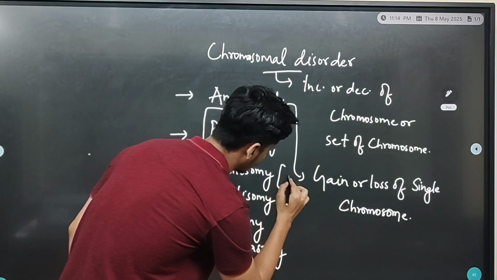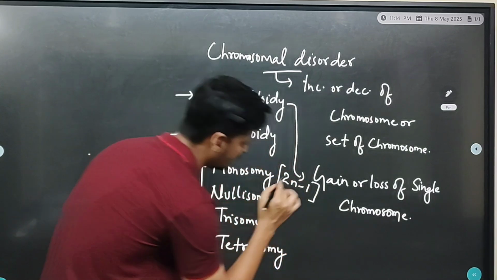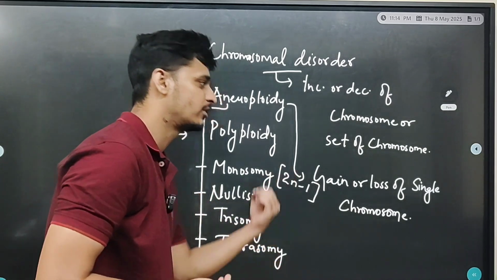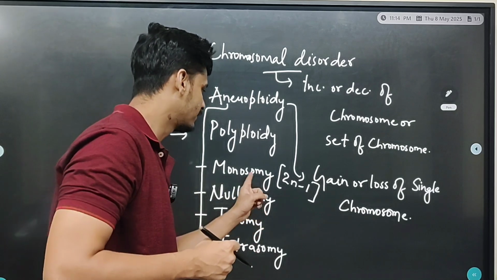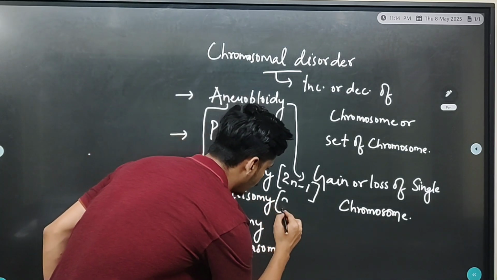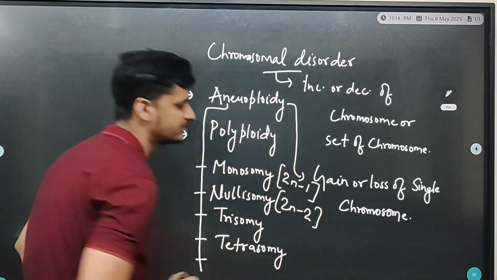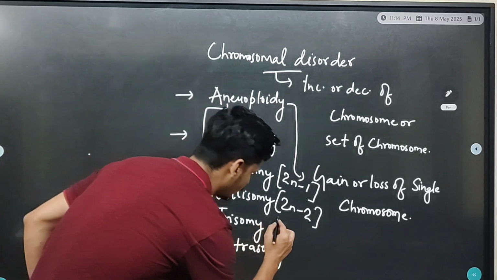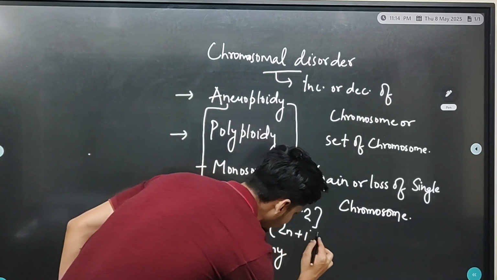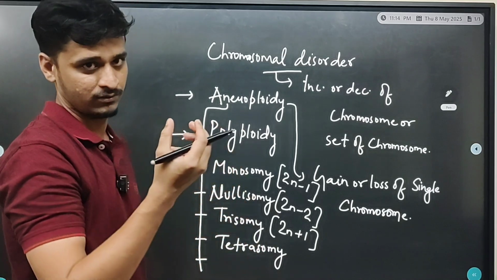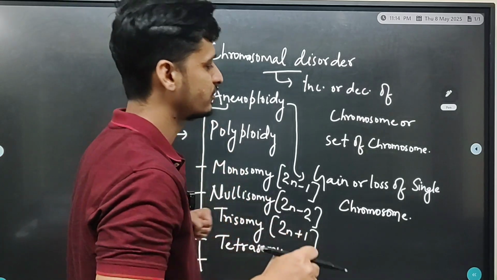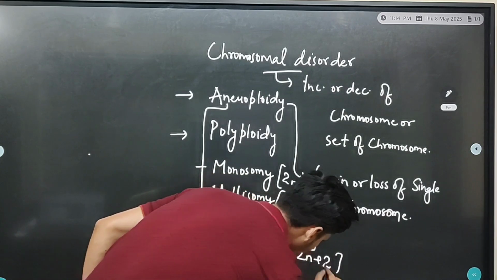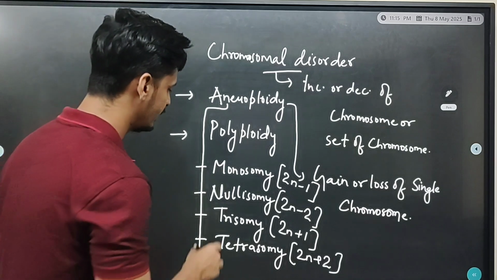So what happens in monosomy? When one chromosome is decreased during the segregation process in cell division, it will lead to monosomy. Nullisomy, when two chromosomes are decreased, it will lead to nullisomy. Trisomy, when one chromosome is increased in any cell during chromatid separation, it will lead to trisomy. Tetrasomy, when two chromosomes are increased during cell division, it will lead to tetrasomy.